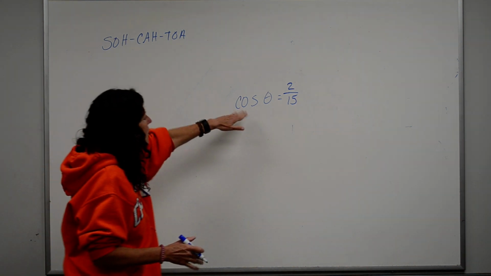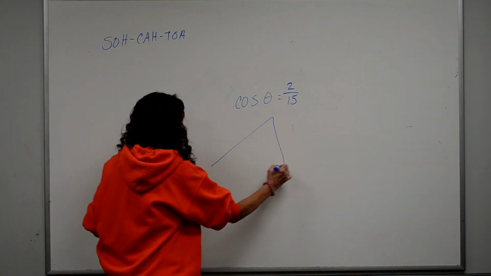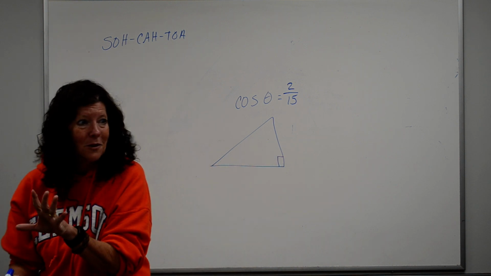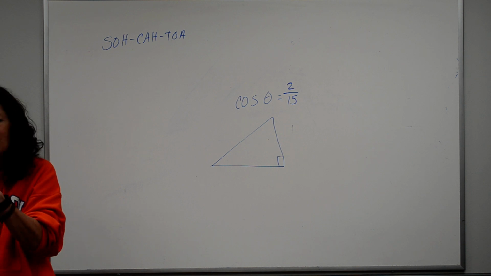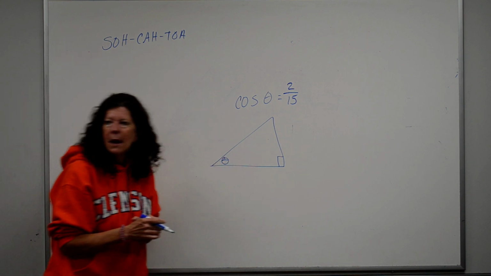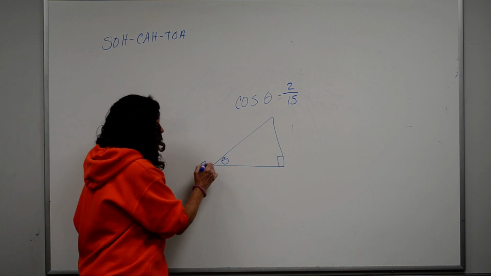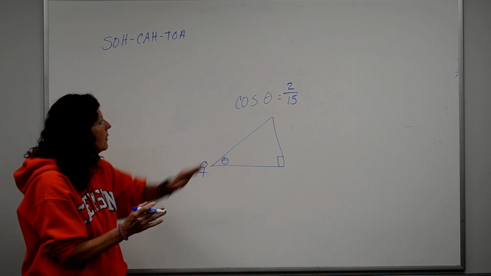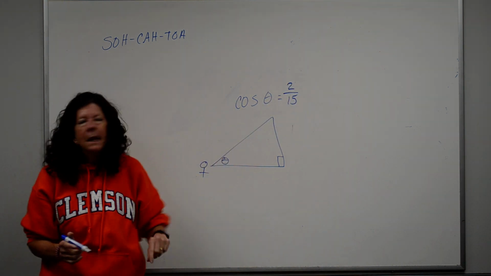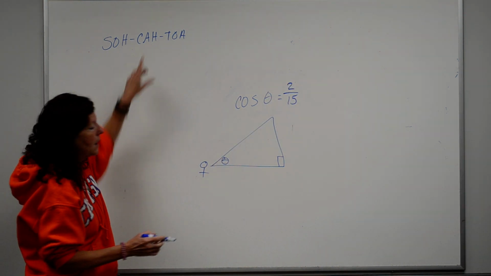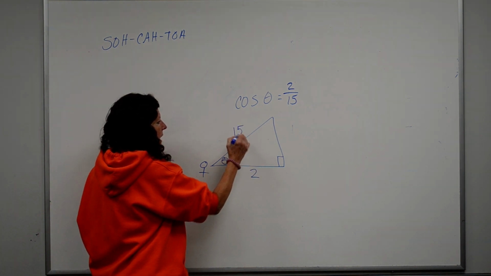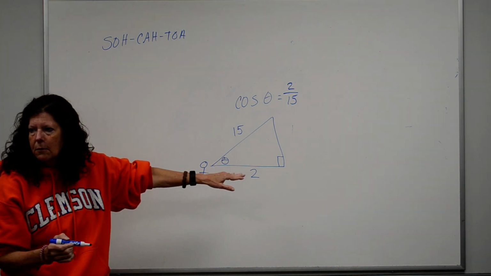So if I'm talking about cosine, I'm going to draw out a triangle. Now remember, I'm going back to when I had right angles. This was right at the beginning of the chapter. These are right triangles. So let's just say that's going to be my theta. My theta is where I'm going to stand. So I'm standing right here. If I say the cosine is 2 over 15, that means adjacent over hypotenuse. 2 is adjacent, hypotenuse is 15. We do understand why that's the adjacent side, right?